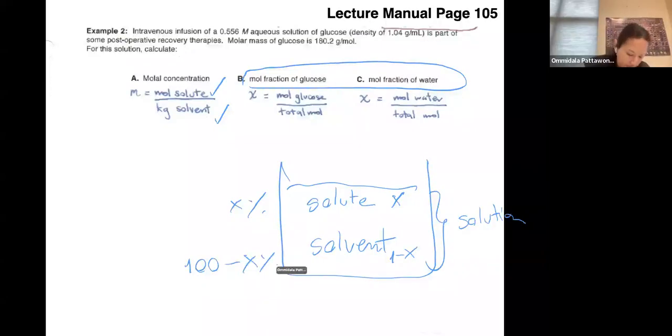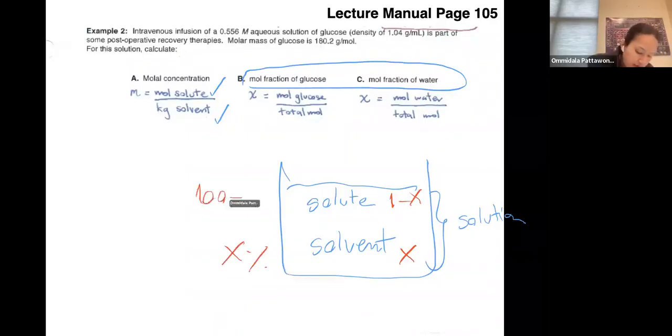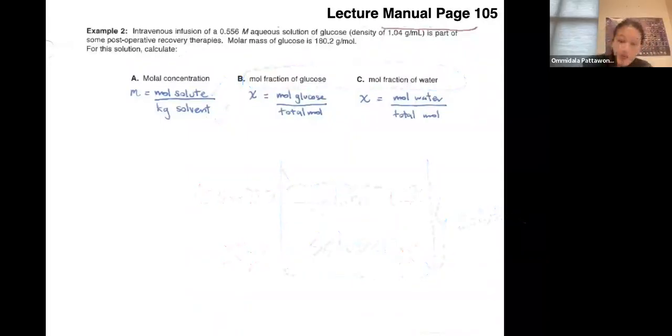Same thing, but in this case we are looking at fractions, so the fraction has to be out of 1 instead of 100. Vice versa, if you know the mole fraction of solvent X, your solute is going to be 1 minus X. Or in other words, if you know how many percent of the solvent, the solute would be 100 minus X%. So in order to calculate each of these units, we need to know the mole of glucose, and also the kilograms of the solvent, which is water. We also need to know the mole of water as well. So let's take a look at each one of these.